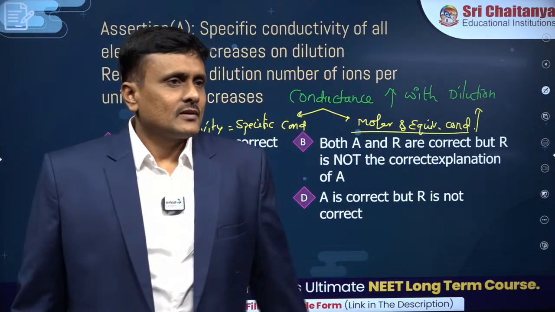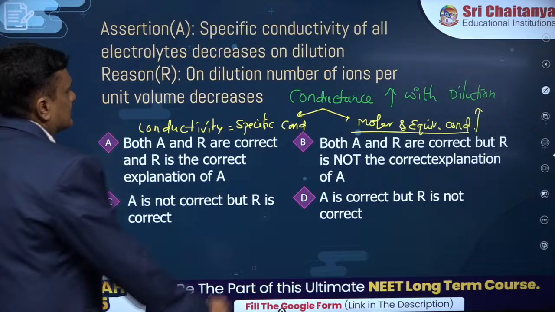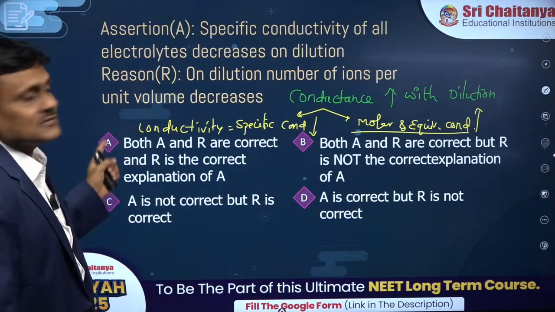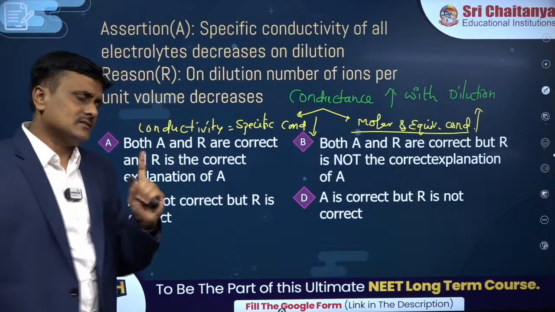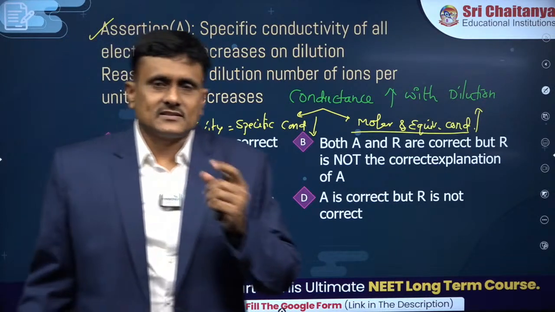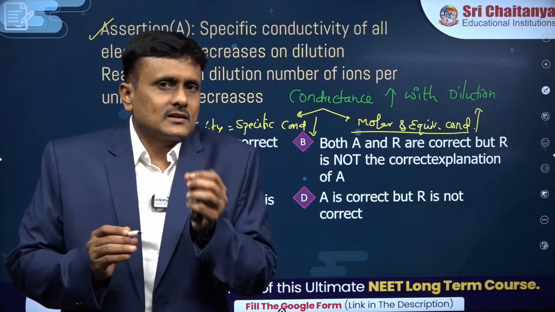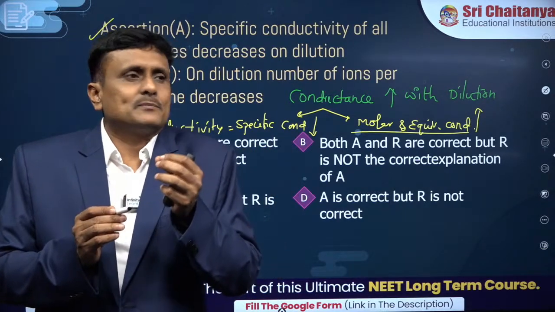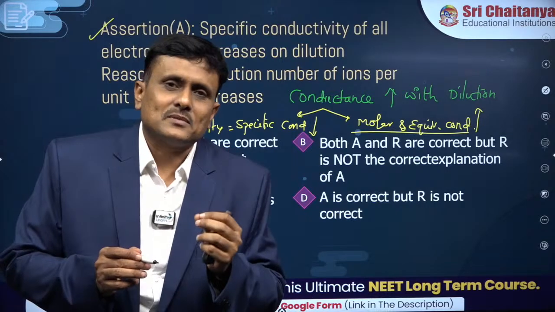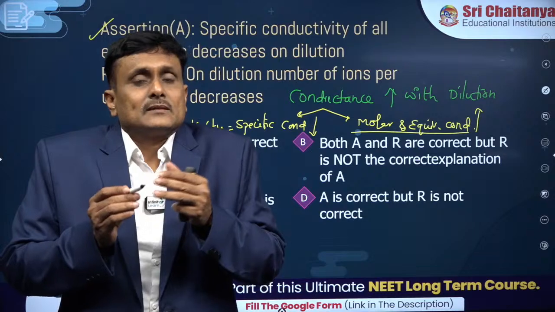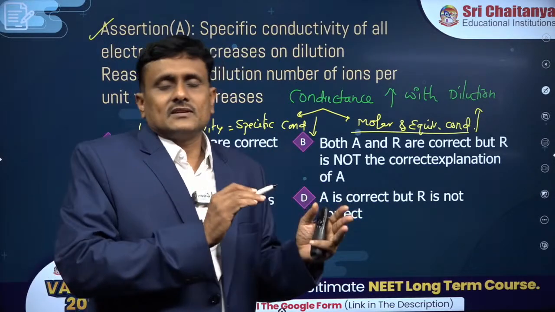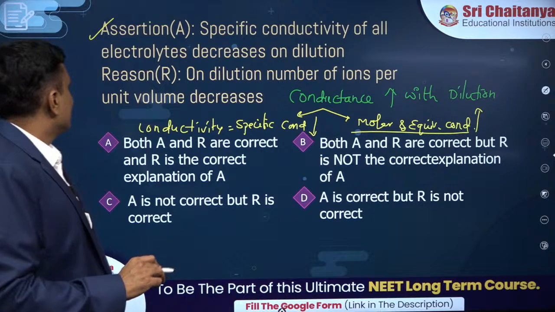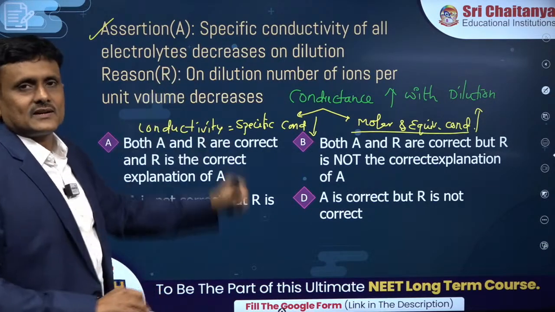Ostwald dilution law. But like Aman said, the conductivity decreases upon dilution. So the assertion is correct: specific conductance of electrolytes decreases on dilution. Now why it decreases depends on the definition that you give. Conductivity is the conductance of 1 ml of solution. When I am adding water, the number of ions present per ml decreases. That means fewer students sitting per bench. Therefore conductance will decrease. So this also looks correct, isn't it? On dilution, the number of ions per unit volume decreases, hence the specific conductance decreases upon dilution.